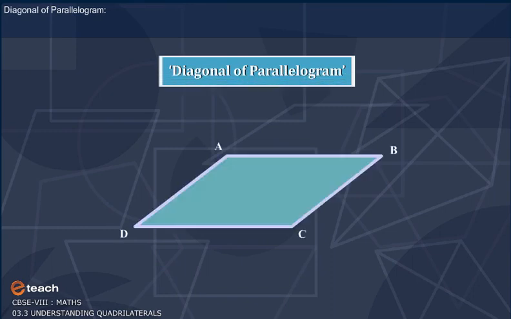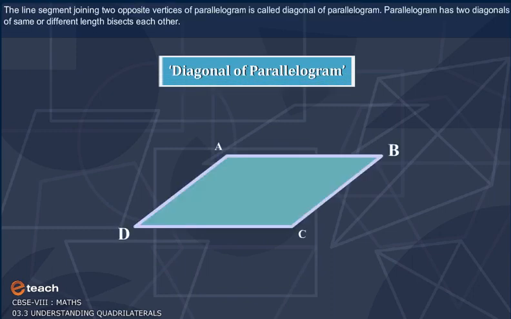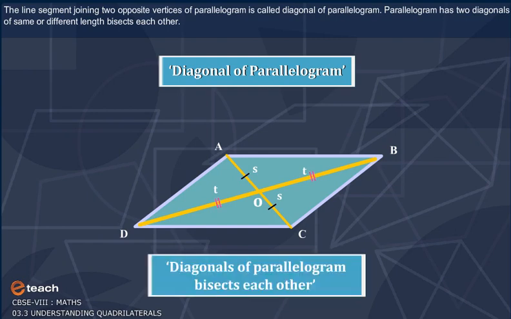Diagonal of a parallelogram. The line segment joining two opposite vertices of a parallelogram is called a diagonal of the parallelogram. A parallelogram has two diagonals of the same or different length bisecting each other.